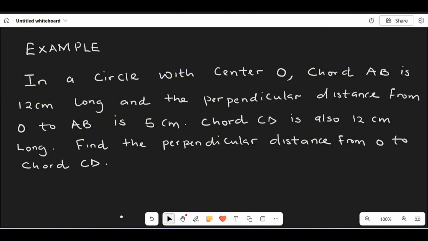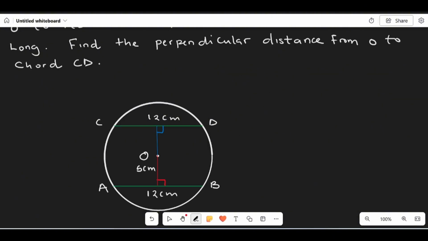Let us use diagram to express this given question. This is our diagram from the given question, and it is given to us in the question that our chord AB is 12 cm, our chord CD is 12 cm, and the perpendicular distance from O to chord AB is 5 cm.